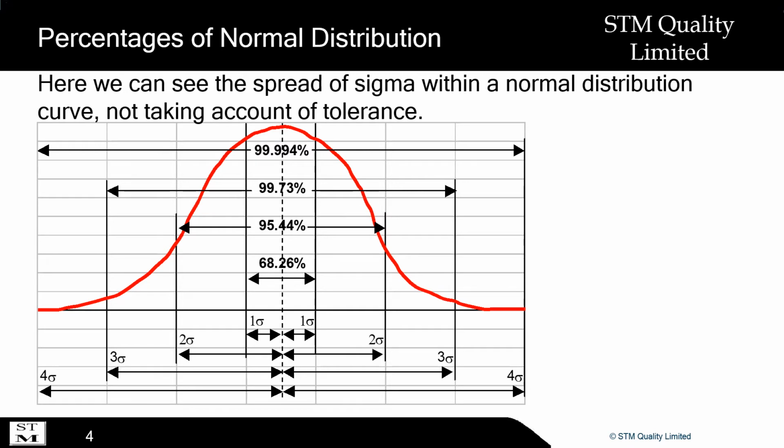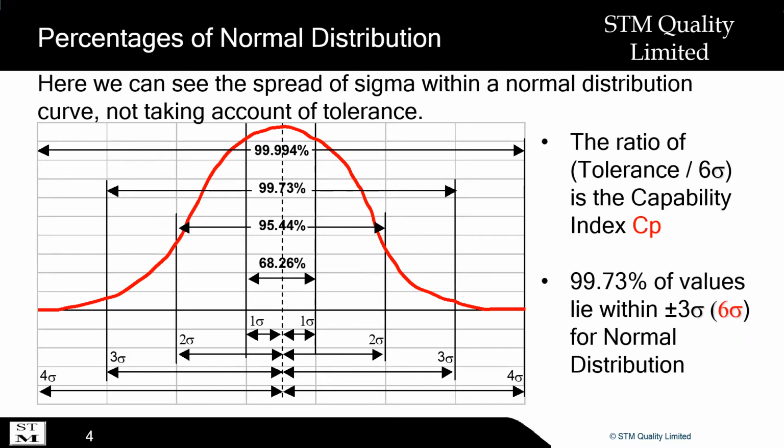Here we can see the spread of sigma within a normal distribution curve, not taking account of tolerance. The ratio of tolerance divided by 6 sigma is the capability index. Here we can see 99.73% of values lie within plus or minus 3 sigma, which is 6 sigma, for normal distribution.